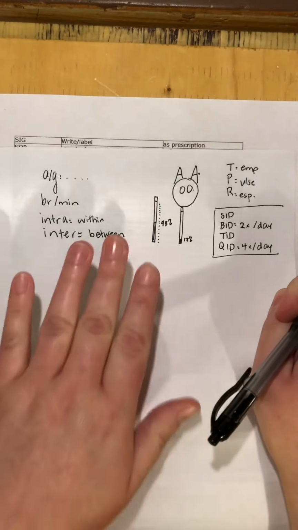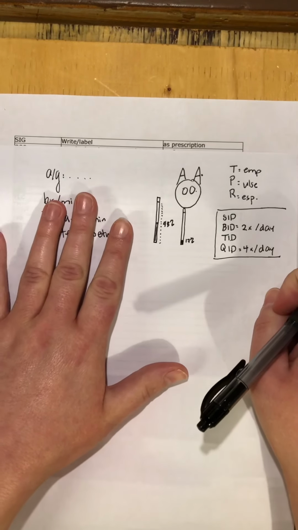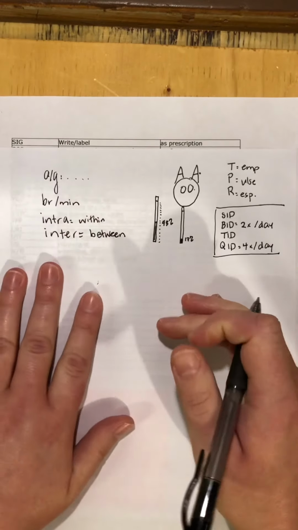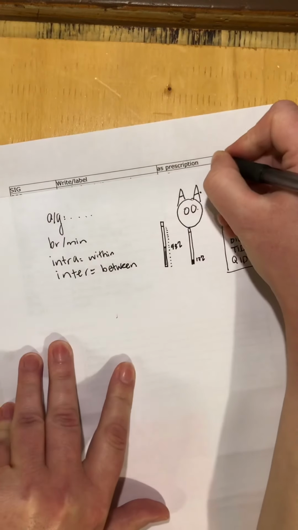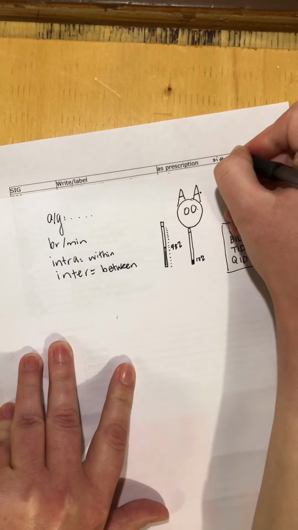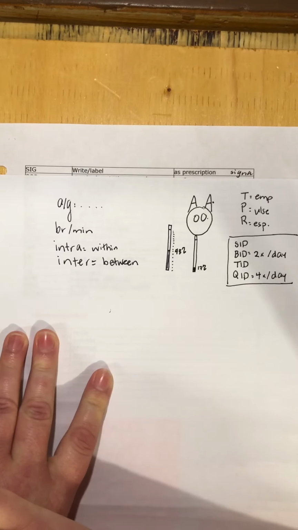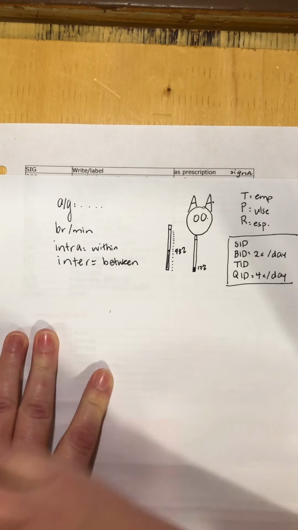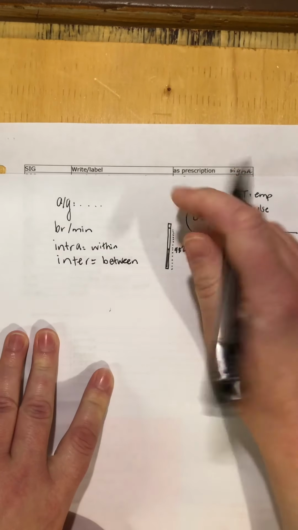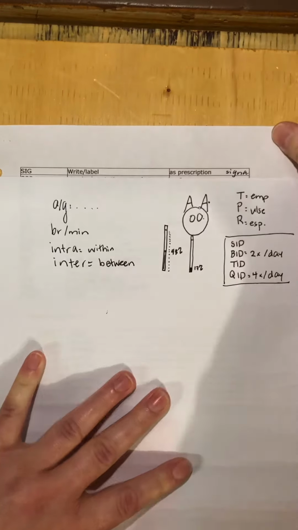And our last page here, we're almost done. So the SIG is short for signa. And it just means this is what you should write on the label. So when we're talking about prescriptions and you see SIG and then the instructions, SIG just means put this on the label for the client.